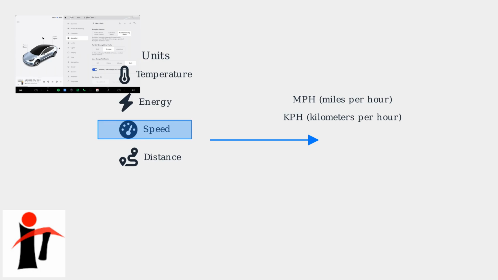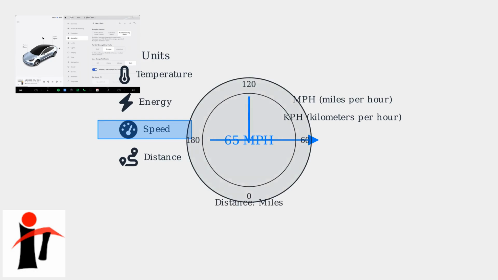In the Units menu, you'll find a speed option represented by a tachometer icon. Tap on it to access the toggle between MPH, which stands for miles per hour, and KPH, which stands for kilometers per hour. When you toggle the speed unit, it automatically adjusts the distance unit as well. Selecting MPH will set distance to miles, while selecting KPH will set distance to kilometers. This linked change ensures consistency across all displays.